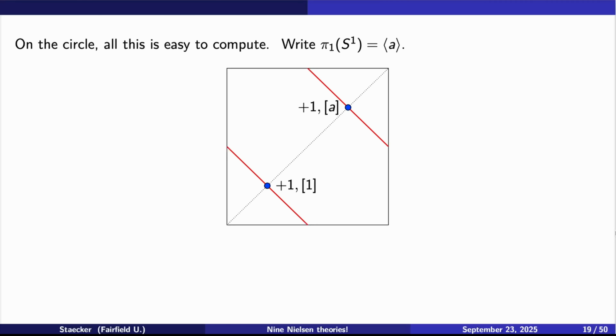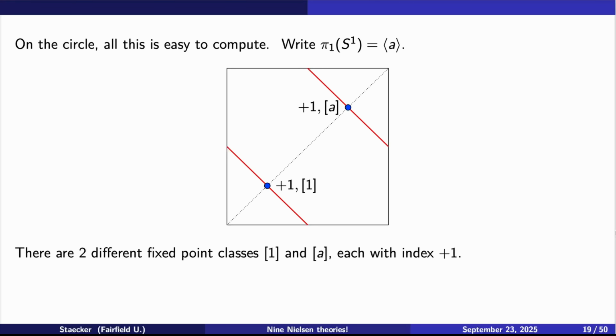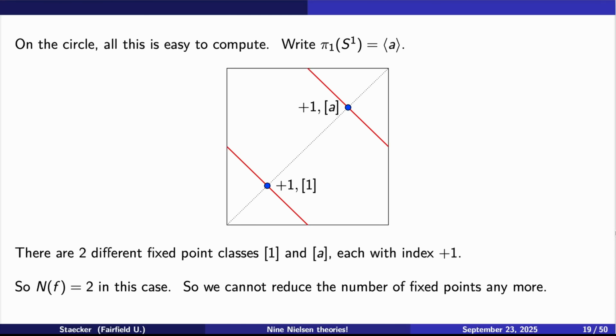But once you see this picture, my question at the very beginning: can you actually combine those two fixed points and make one? The answer is no, because they have two different fixed point classes, and so it's impossible to bring them together. Two different fixed point classes, each has index +1. Since they're +1, it cannot just disappear all by itself. That means the Nielsen number here is 2, which means the minimum number of fixed points is also 2. You can't get fewer than 2. We cannot reduce the number of fixed points anymore.